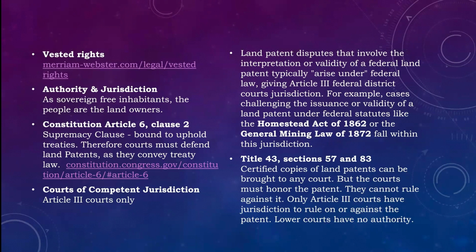And in some cases, the governments control the land, like the Bureau of Land Management. In some cases, they actually have a certain ownership to the land by the consent of the people, like where federal buildings stand and state capitol buildings, the land they're on, etc. But in general, the land is conveyed by treaty to the people for private land ownership. Constitution, Article 6, Clause 2, also known as the Supremacy Clause, bound to uphold treaties. Courts must defend land patents as they convey treaty law.